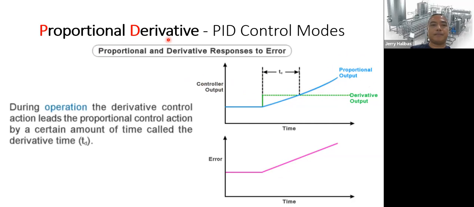control system. Okay, so during the operation, the derivative control action leads the proportional control action by a certain amount of time called derivative time or TD. So that is the time elapsed. Okay?